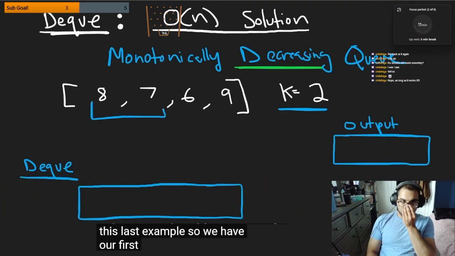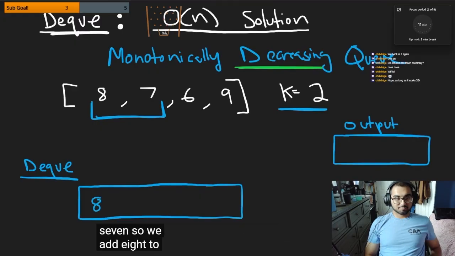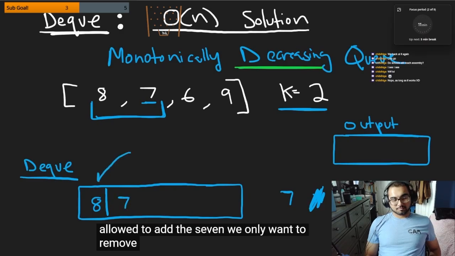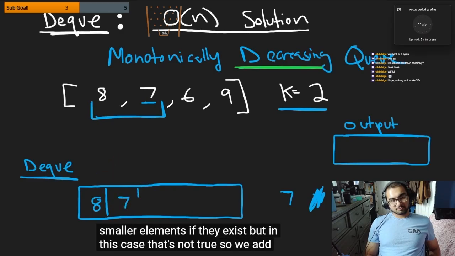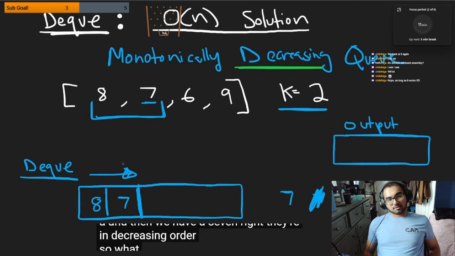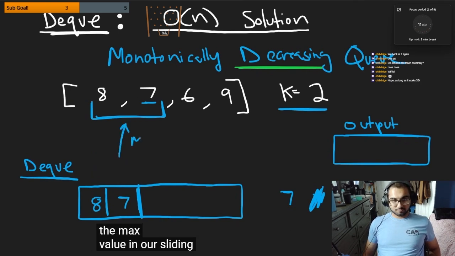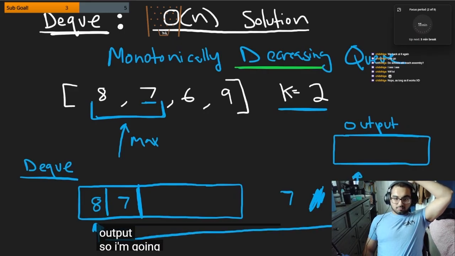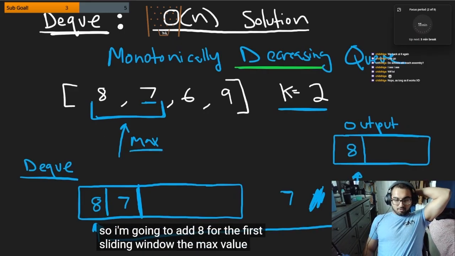We have our first window over here, 8 and 7. So we add 8 to our queue. Then we look at 7. 7 is not greater than 8, so we're allowed to add the 7. We only want to remove smaller elements if they exist, but in this case, that's not true. Notice how these values are in decreasing order, 8 and then 7. Since we want the max value in our sliding window, we can just look at the leftmost value in our deque and add that to the output. So I'm going to add 8. For the first sliding window, the max value happens to be 8.